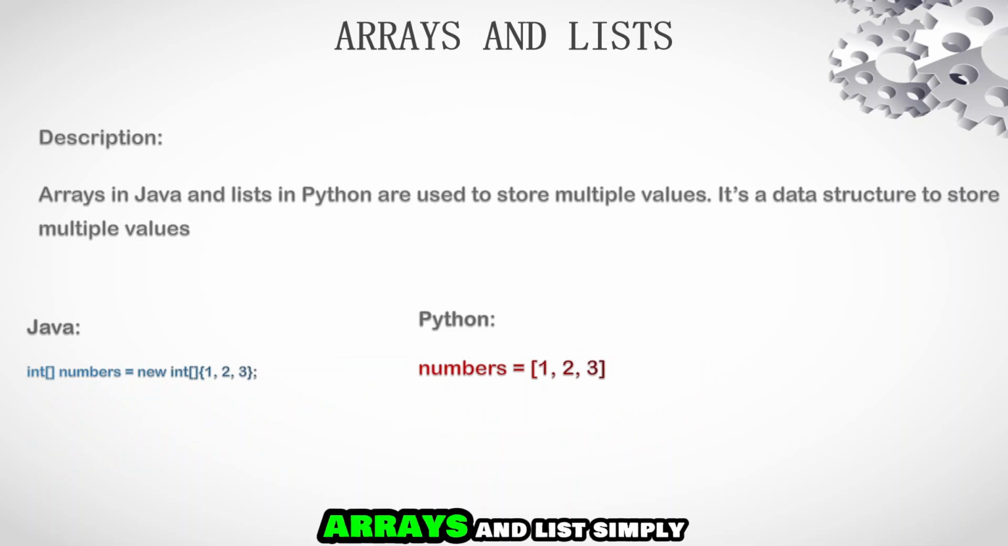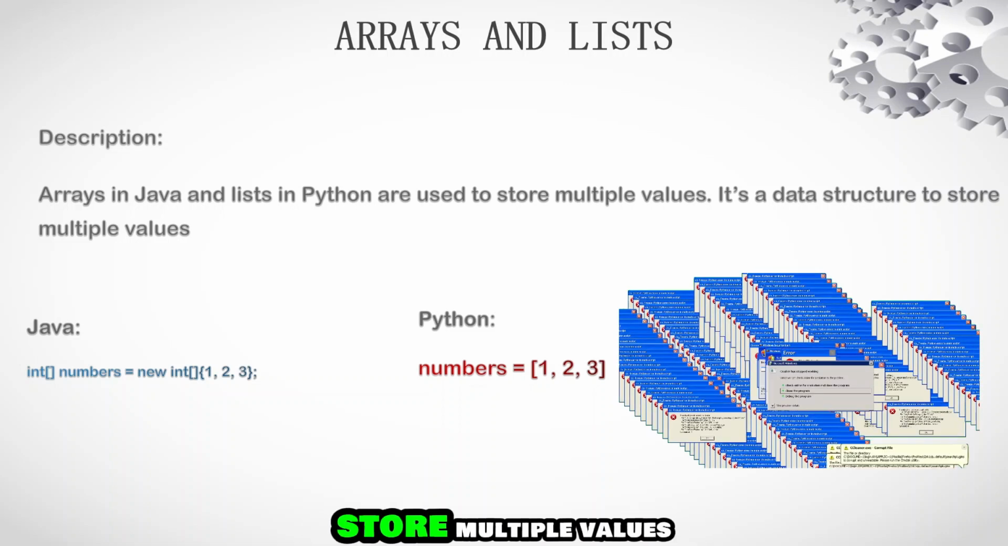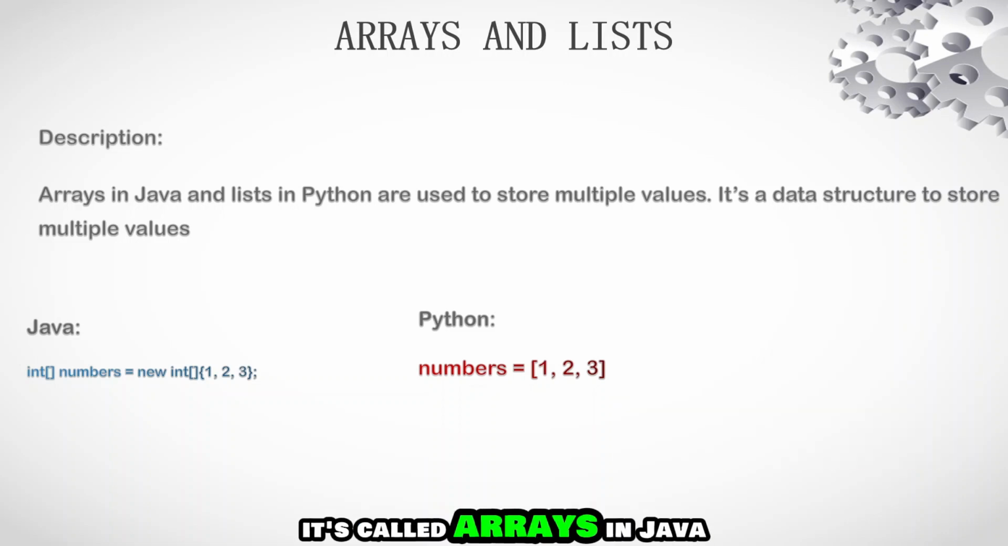Arrays and lists. Simply, you can think of it as something that helps you store multiple values. It's a data structure to store multiple values. It's called arrays in Java, even in C++, and it's called lists in Python.